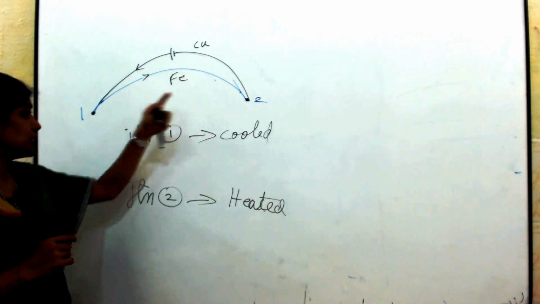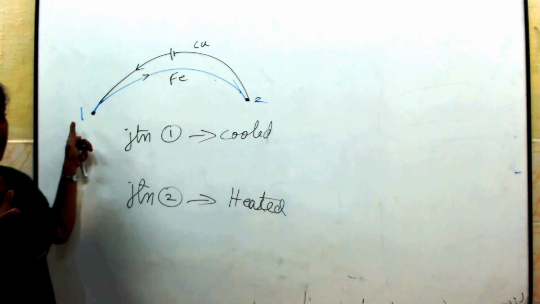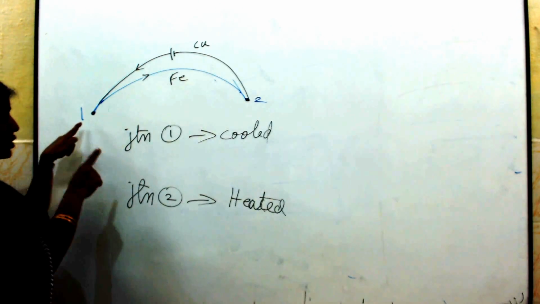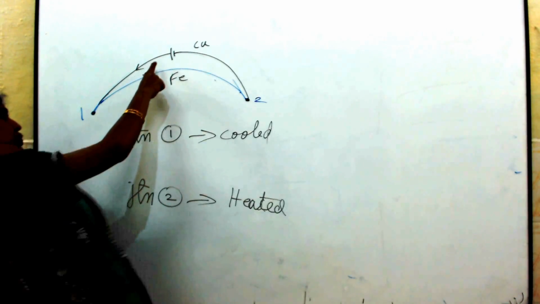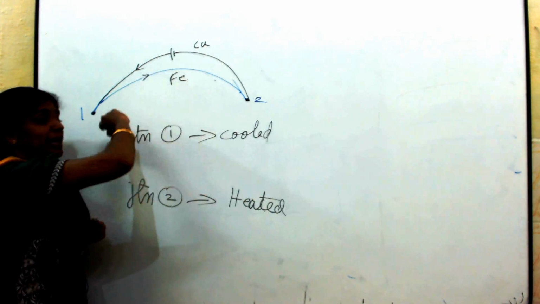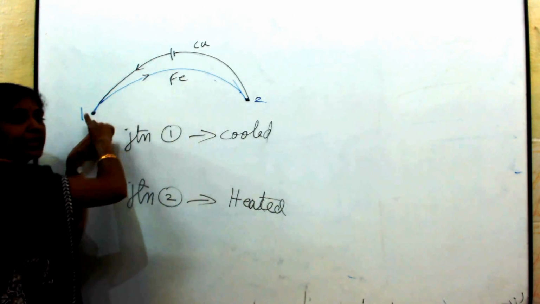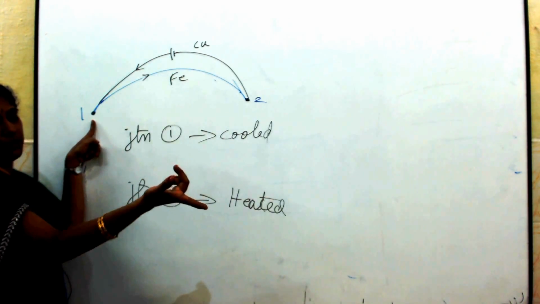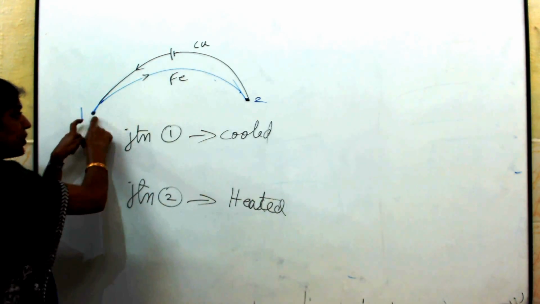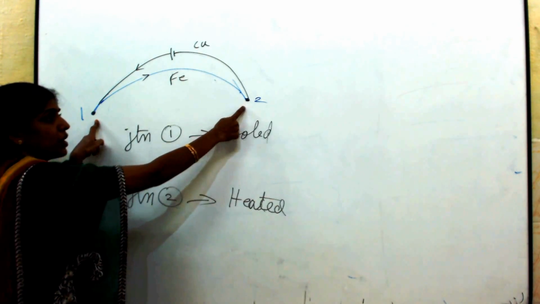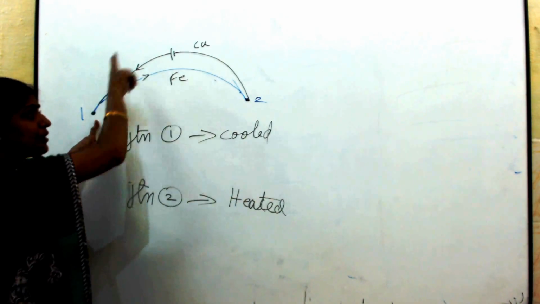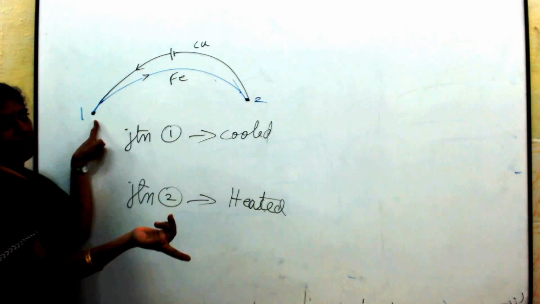Here these two junctions are not maintained at two different temperatures. In the Peltier effect, when two different metals are joined to make a thermocouple, heat is evolved at one junction and heat is absorbed at the other junction. Heat is absorbed at one junction and heat is evolved at one junction. That effect we call the Peltier effect.